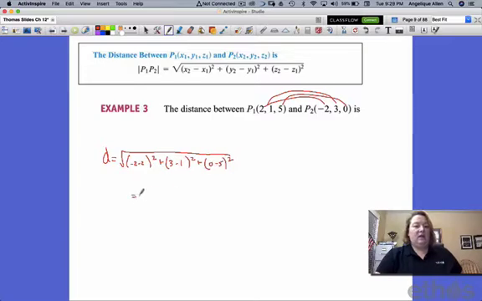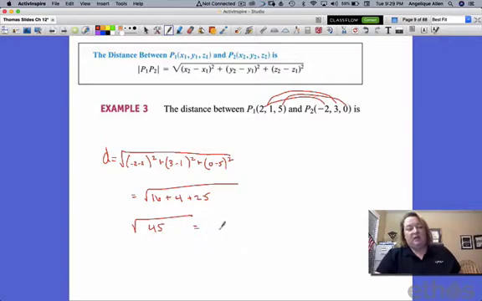So we're going to have the square root of -4 squared is 16, 2 squared is 4, and -5 squared is 25. So this is going to be the square root of 20, and 25 is the square root of 45. And I'm going to relieve you of the responsibility of simplifying every radical in sight, but if you're being responsible to your earlier math teachers, this is going to be 3 square roots of 5, and that is the distance between point P1 and point P2.